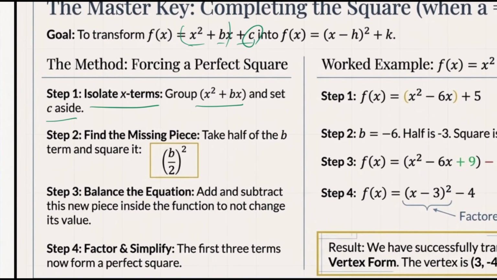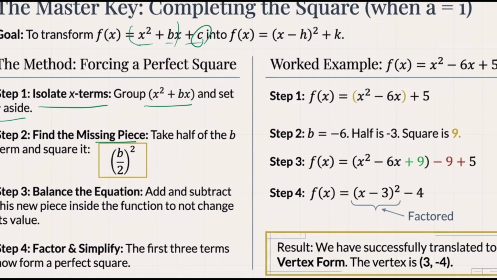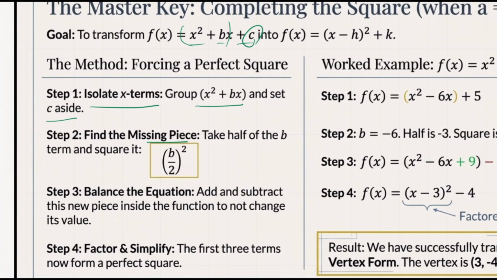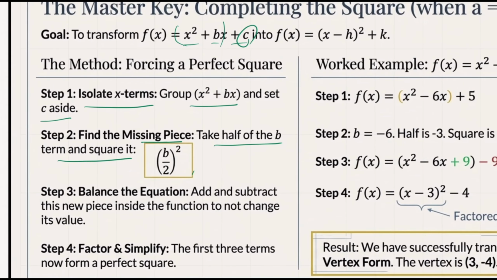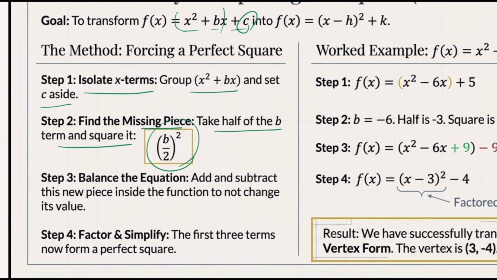After that, we have to find the missing piece. So how can I find the missing piece? It means that I have to take half of the b and square it. So I have b over 2, or half of b, to the power 2. And after that, I'm going to balance the equation. It means that I have to add this and subtract this to the equation itself.